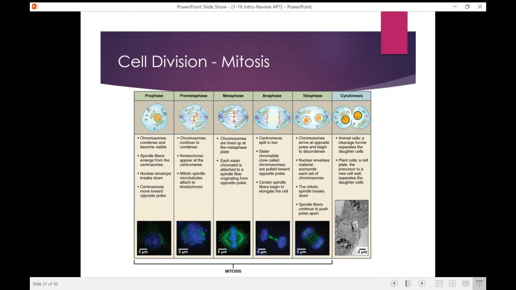Then during metaphase, you can see that the chromosomes are all going to line up along the middle during metaphase. That's what meta means. It means middle. Okay? And each sister chromatid is going to be attached to a spindle fiber originating from opposite poles.